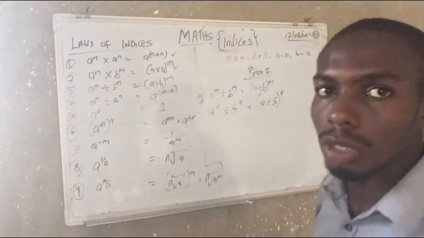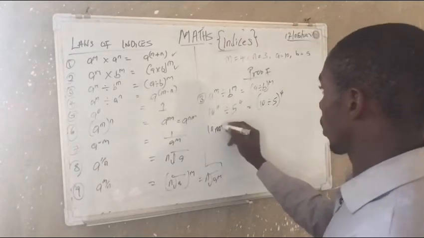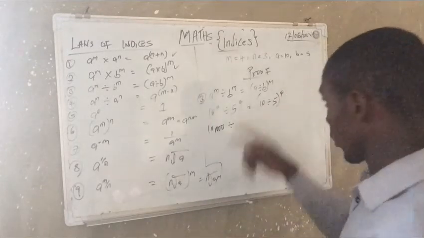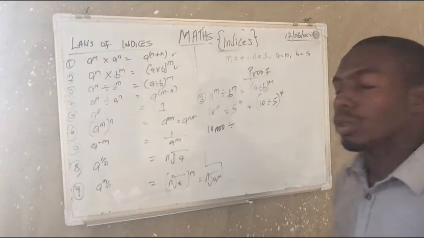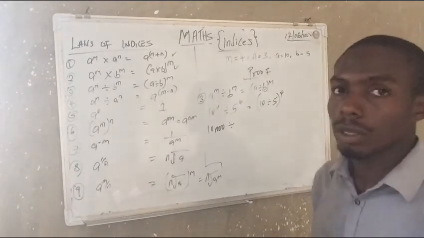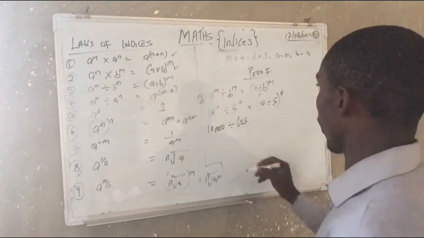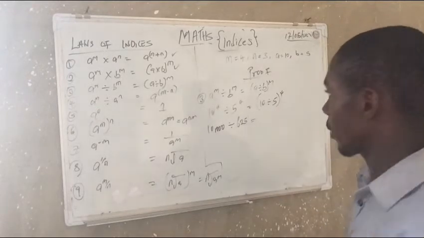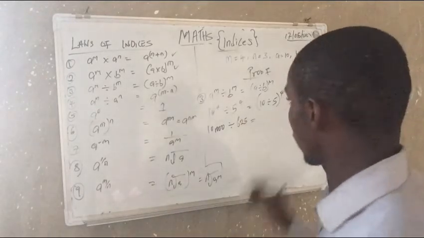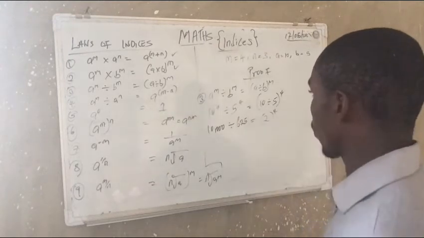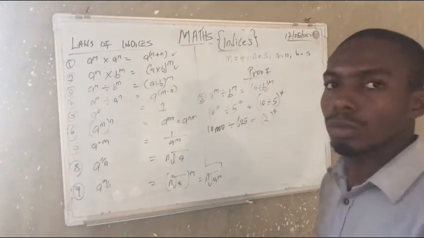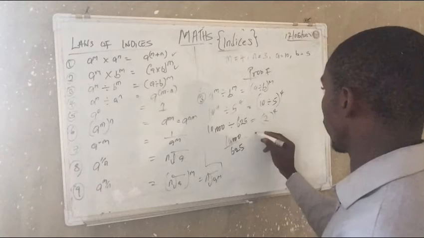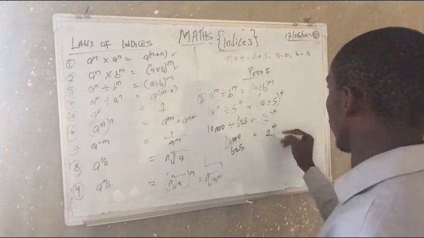And 10 raised to the power 4 is going to give us 10,000. And 5 raised to the power 4 is going to give us 625. Now 10 divided by 5 actually gives us 2, raised to the power 4. Now we go over to division. 10,000 divided by 625 is equal to what? 2 raised to the power 4.